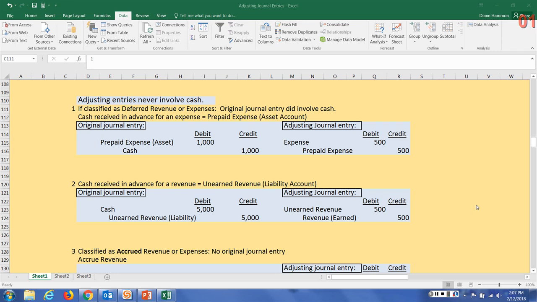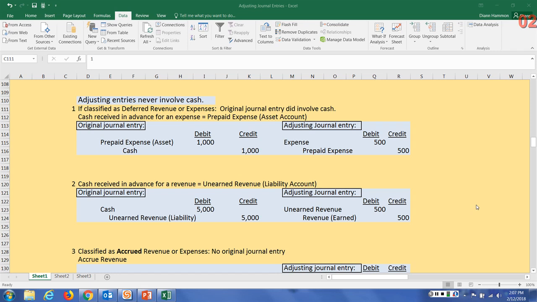Second example here is cash received in advance for a revenue. We call that unearned revenue. It is a liability account. Examples of this type of account might include, think of yourself, if you're going to a concert, you might have to purchase that ticket in advance. The star or performer you're going to go see has not earned that money yet. So they have to classify it as unearned revenue until they actually perform at the concert.